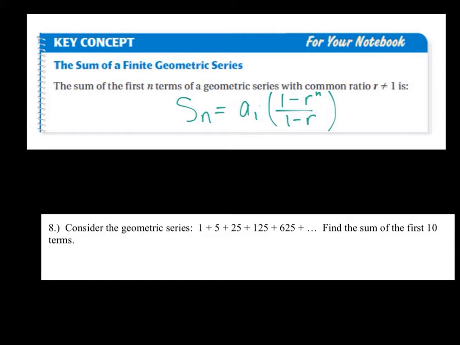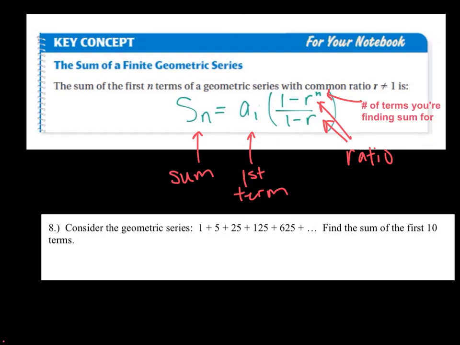So just a reminder of what everything is. S sub n is your sum. A sub 1 is your first term. R is your ratio. And n is the number of terms you're finding the sum for. If we have all those pieces of given information, then we can find the sum for the series.